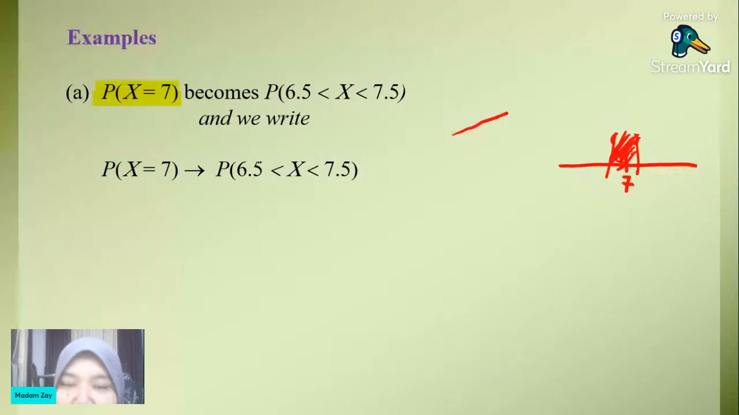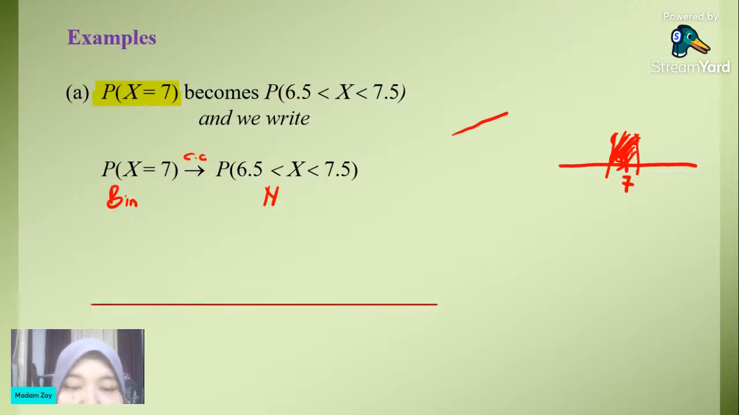And we write this: the probability of X equal to 7 will be the probability of 6.5 less than X less than 7.5. This is in the binomial distribution. After we do the continuity correction, this will be in the normal distribution. So after we get the representation in the normal distribution, what do we need to do? Yes, we follow the steps as we do for the normal distribution, which is to standardize.